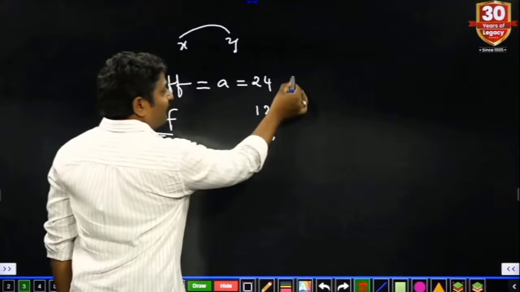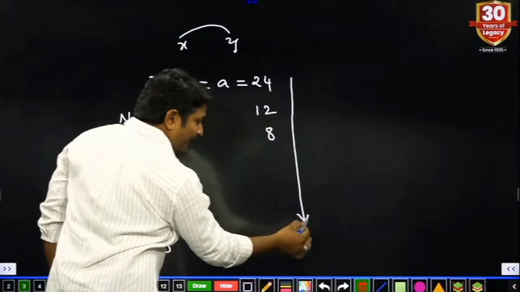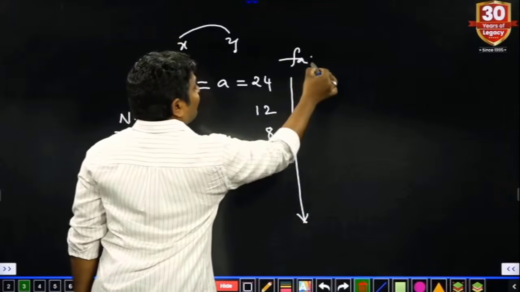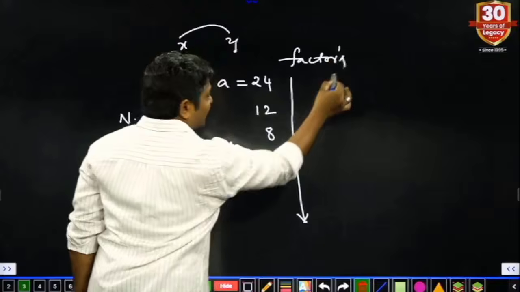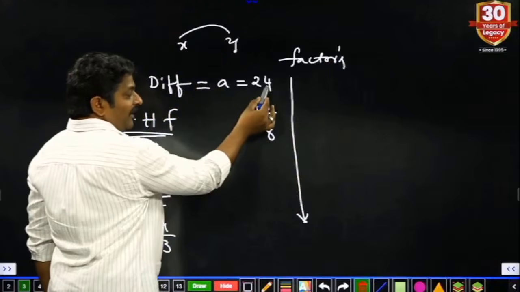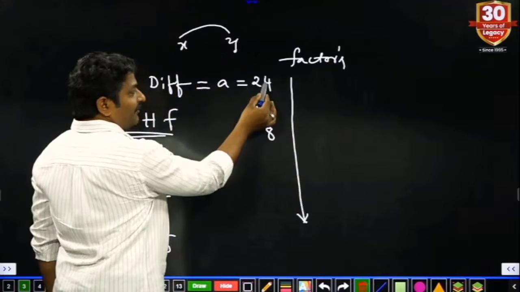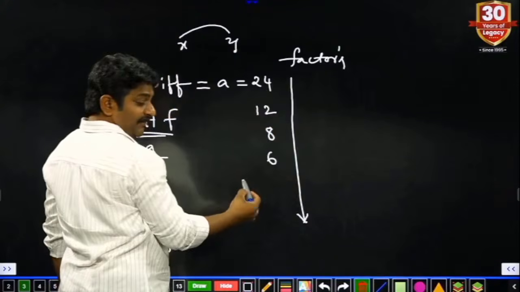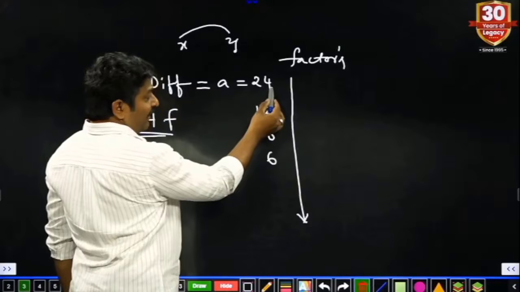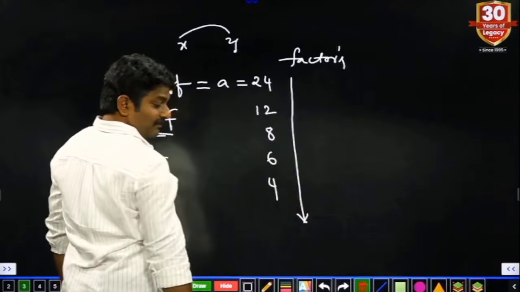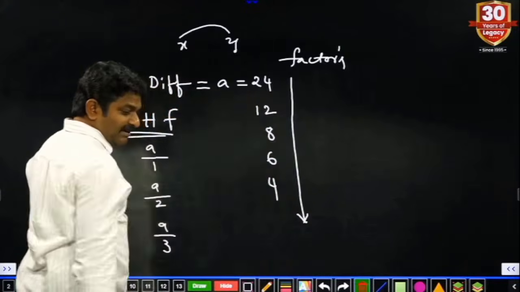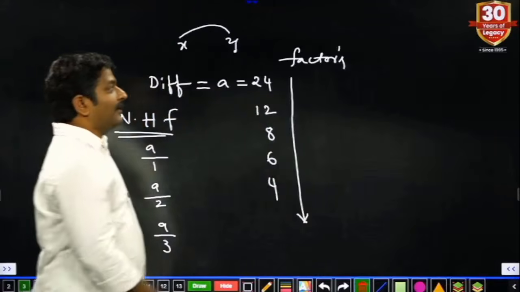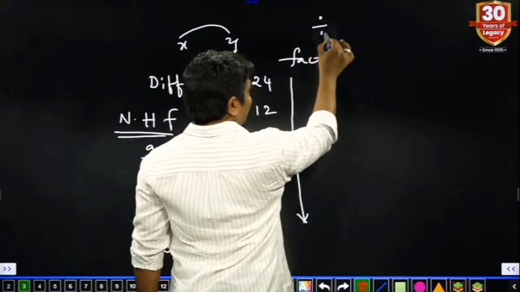So if I write factors in descending order: 24 divided by 2, 12; 24 divided by 3, 8; 24 divided by 4, 6; by 5 will not work; divided by 6, 4, like that. These are factors in descending order. Factors in the sense of division.